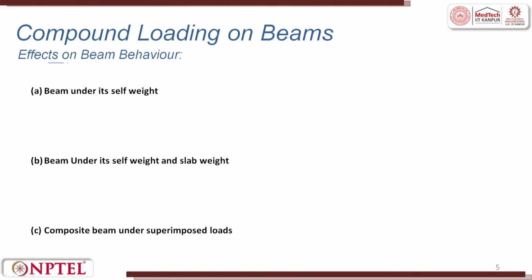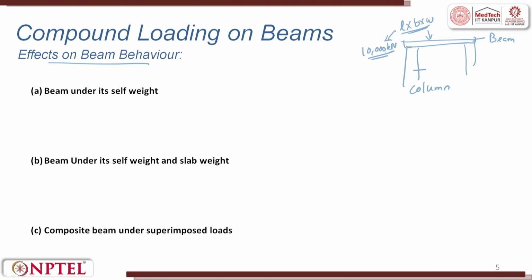So, let us see the effect on beam behavior when the beam is under its self weight. When we are constructing big buildings, we will have columns and we will have beams. These are called column, these are called beam. The beam will also have its dimension L into B into W, which in certain buildings will be of roundabout 10,000 kilonewtons weight. So, you should understand the beam also has its own weight. Because of this weight, there can be a sagging. So, we are trying to look at that beam under its self weight.